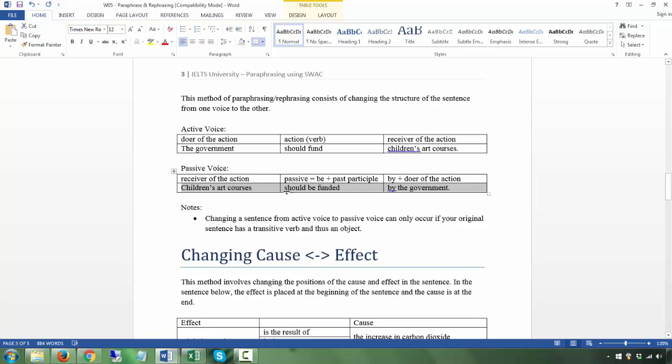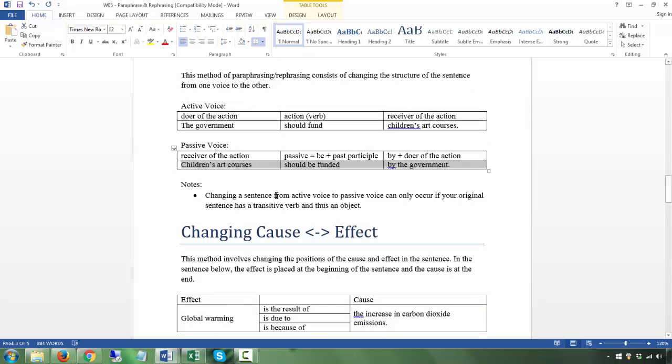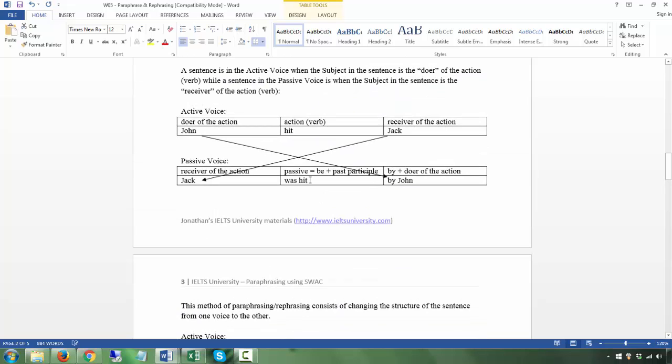All right. So anyway, changing a sentence from active voice to passive voice can only occur if your original sentence has a transitive verb and thus an object. Okay, so you can't just go from active to passive for every sentence, because firstly, you need an object, or the receiver, someone or something that receives the action. And not every verb requires an object. For example, if you said John slept, full stop, sleep here doesn't require an object. So you can't put it in the passive voice, right?